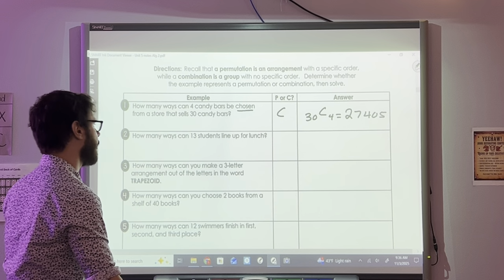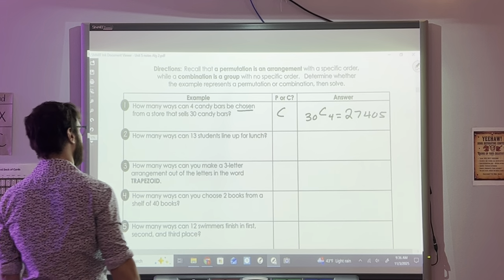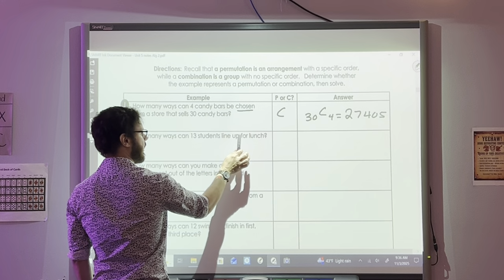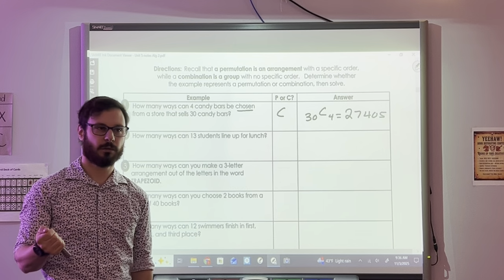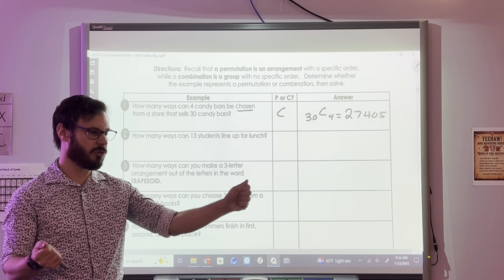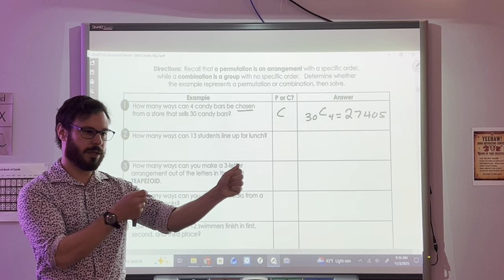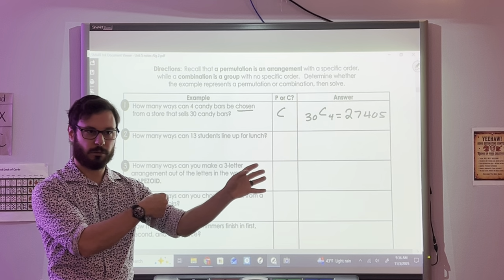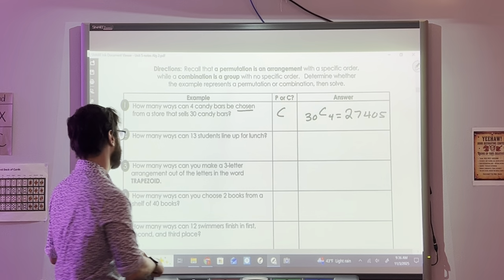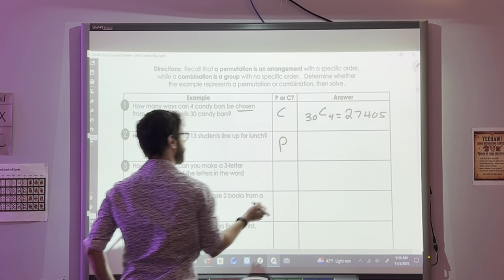And then I guess I'll be nice and do the next one for you too. How many different ways can 13 students line up for lunch? Well, we have to think, does order matter there? If I line up first, I can't also be last. So whoever's in first is already taken. Order will matter here. So this is going to be a permutation.